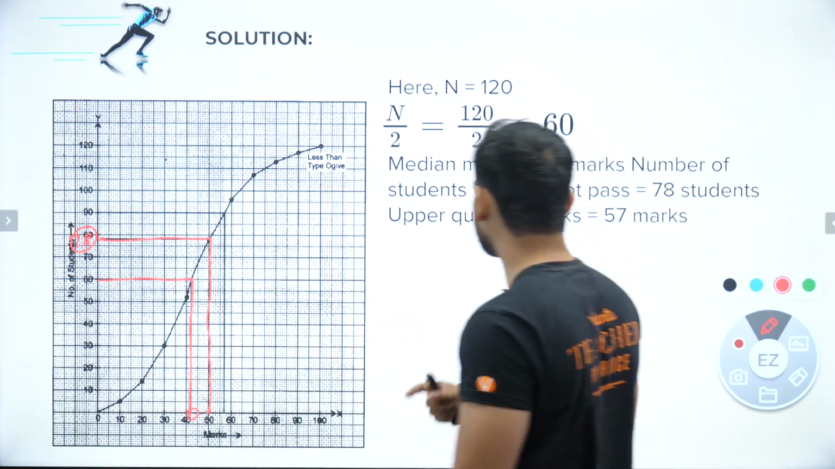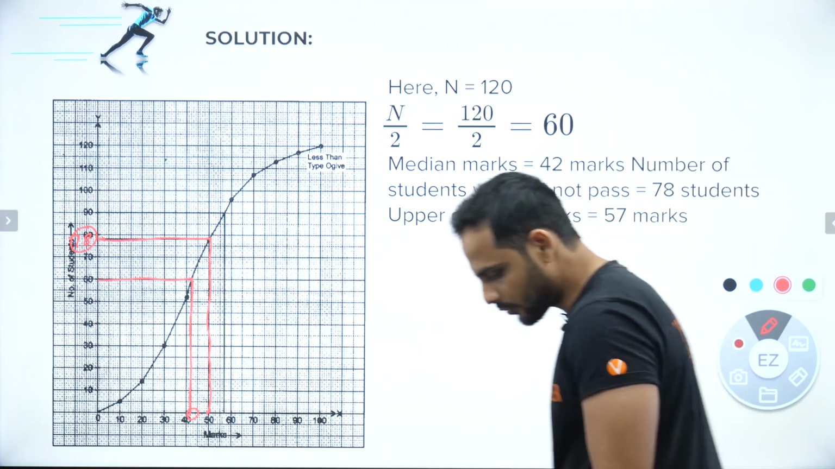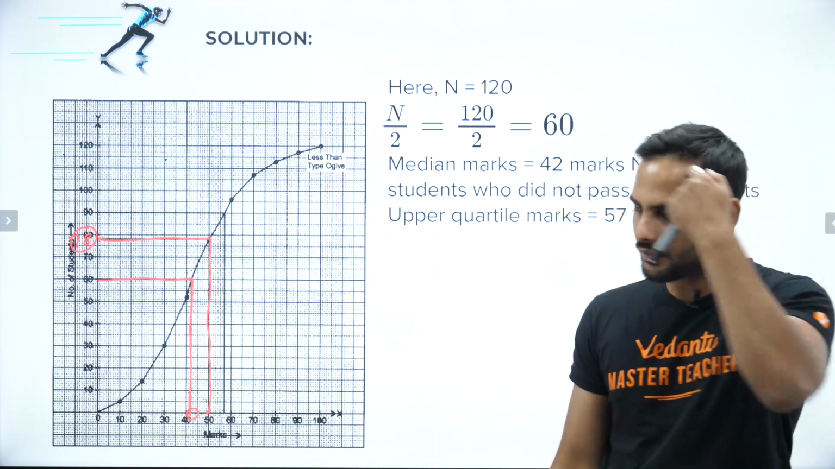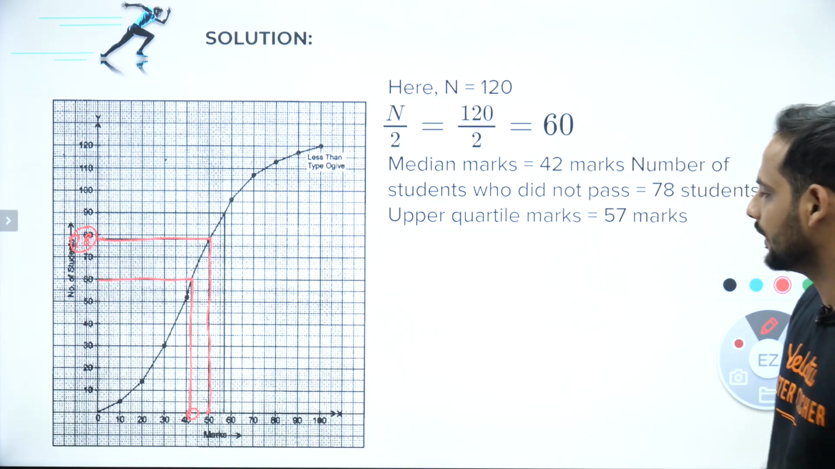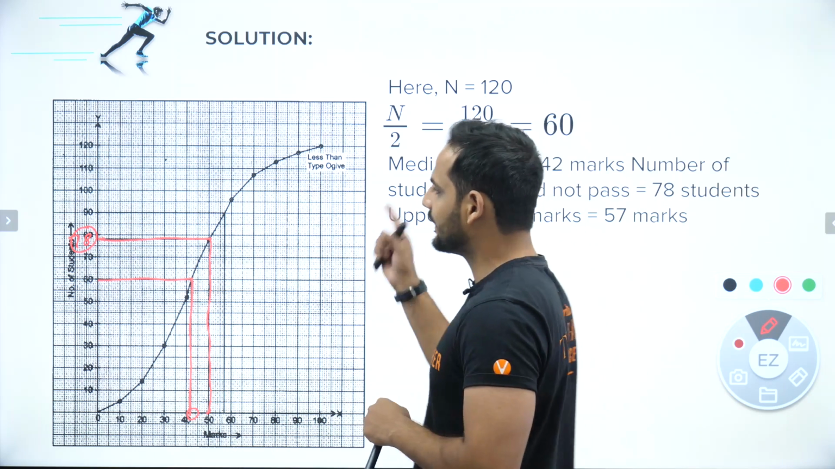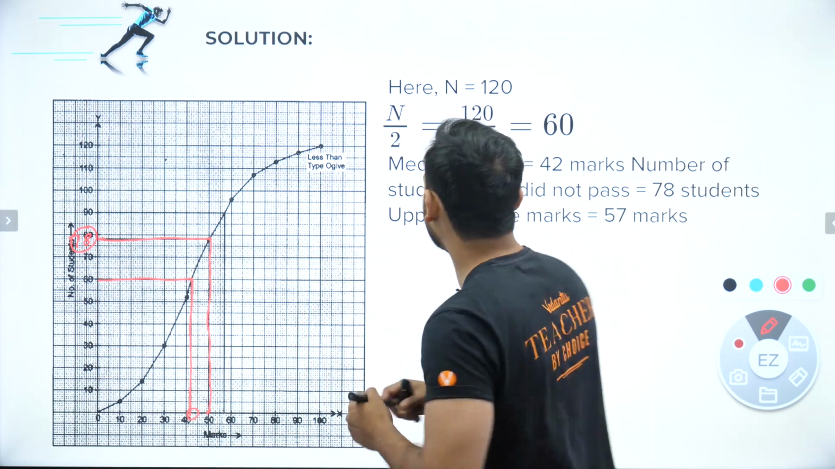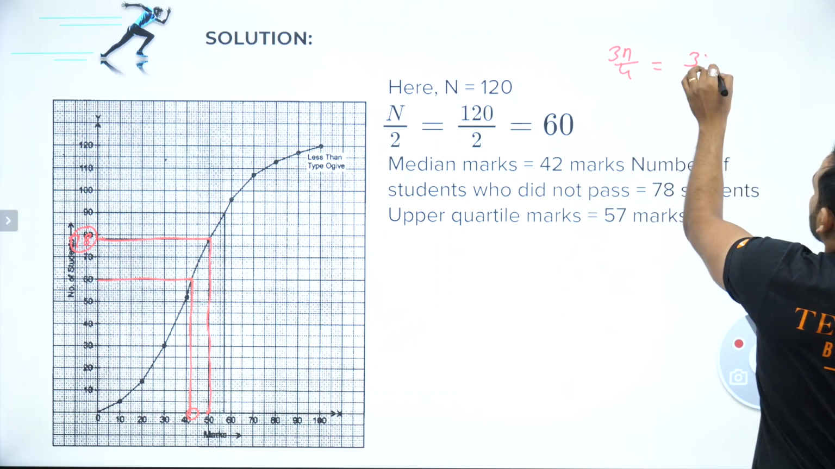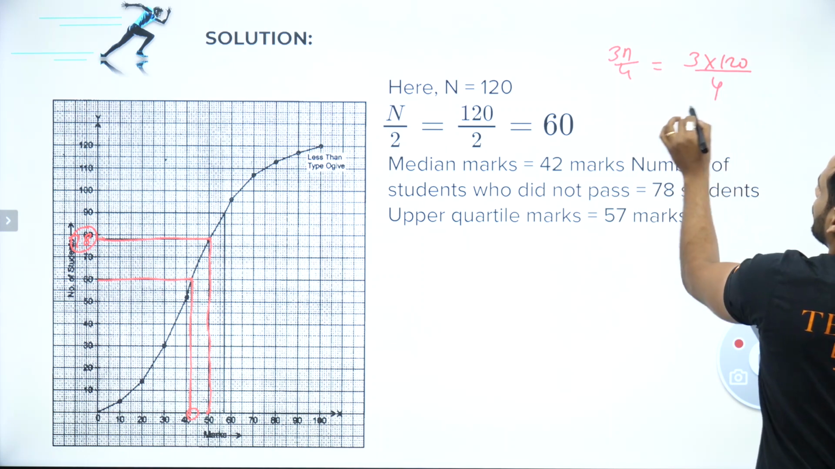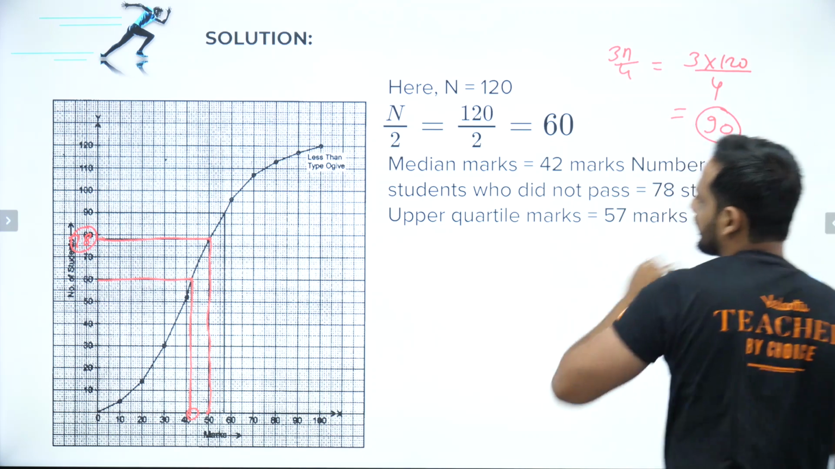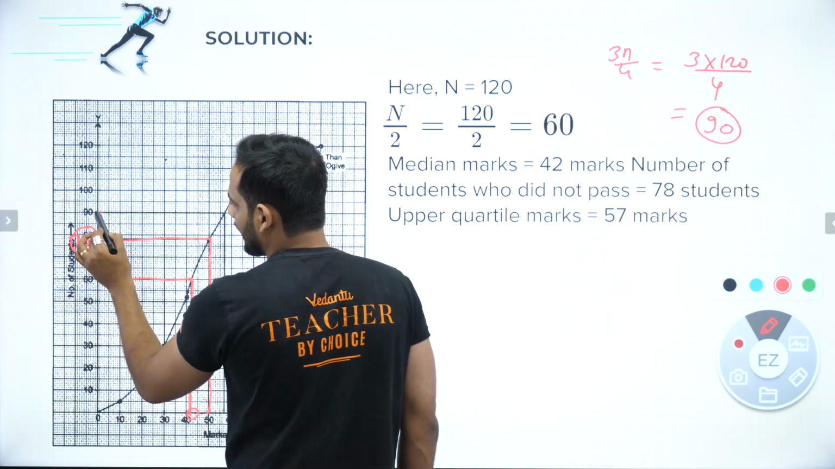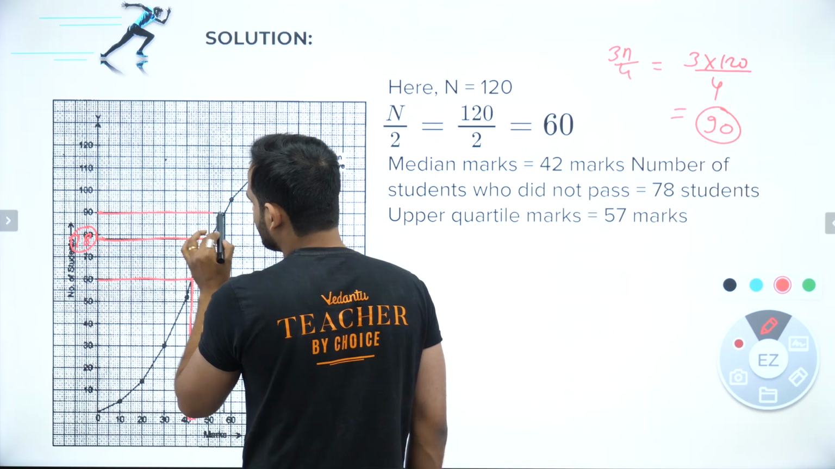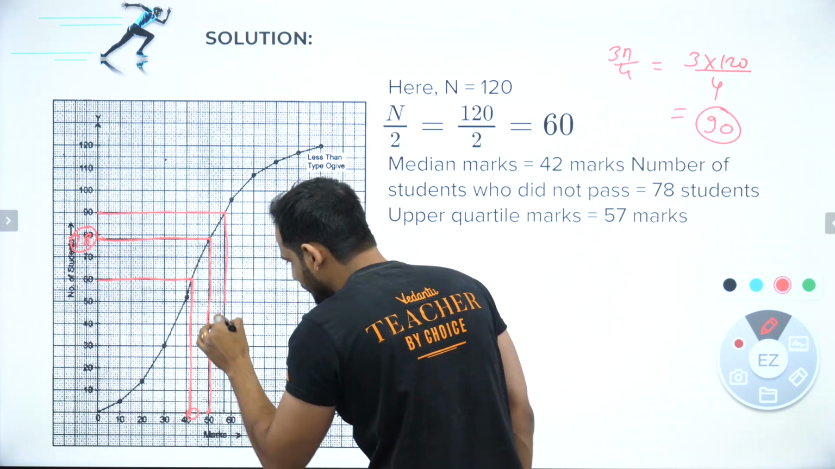Okay. Then the next part is upper quartile. So beta, for upper quartile, you know there is lower quartile, upper quartile, right? So there are total what? 120 values. Upper quartile, since it is even number, it will be 3n by 4. So 3 into 120 by 4 will give you 90. So beta look, where 90 is coming. So 90 is here. Let us join it in this part and see where it is intersecting.